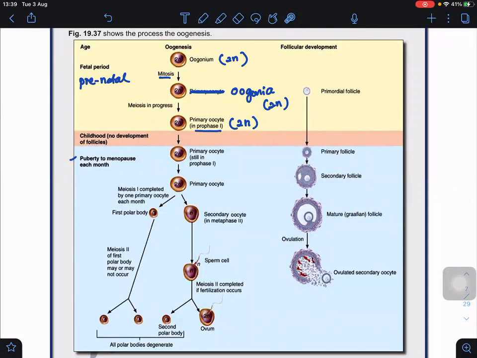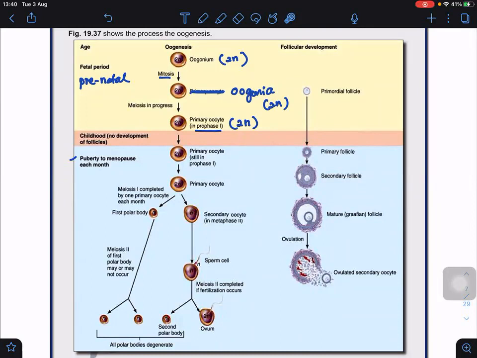So this primary oocyte does nothing until the girl enters puberty, where hormones will stimulate some of these primary oocytes to continue from prophase 1 to complete meiosis 1. Once meiosis 1 is completed, we know that we have to divide the cells. But when you divide, the cell division here is not even. You can see that they form one large cell and one small cell. The large cell is termed the secondary oocyte, which will continue prophase 2 and then stop at metaphase 2 again.